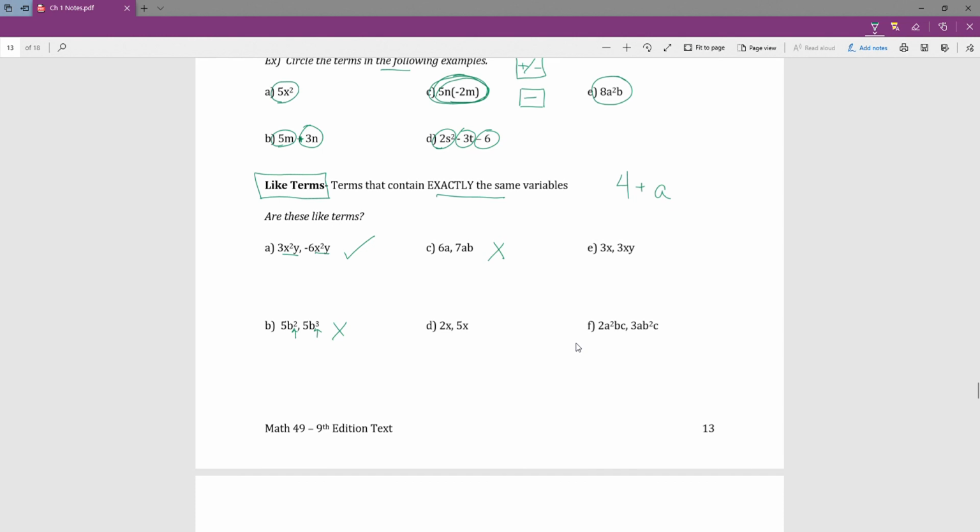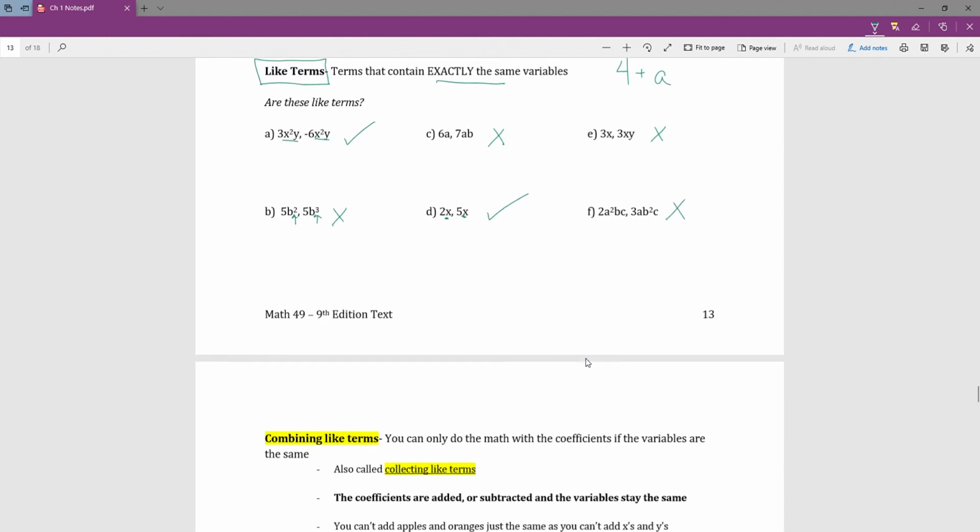D, we have 2x and 5x. Those are totally like terms because the variable part is exactly the same. And then E, the coefficient's the same, but the variables are not. And F, a lot going on there, but they're not exactly the same as far as the variable goes.